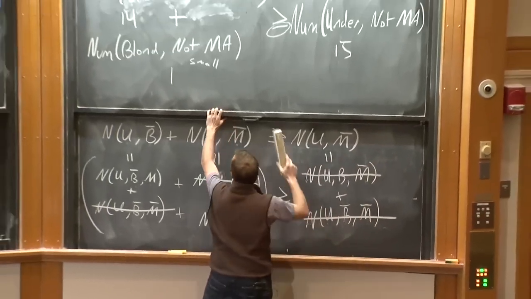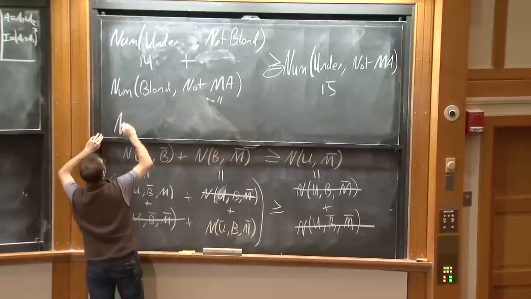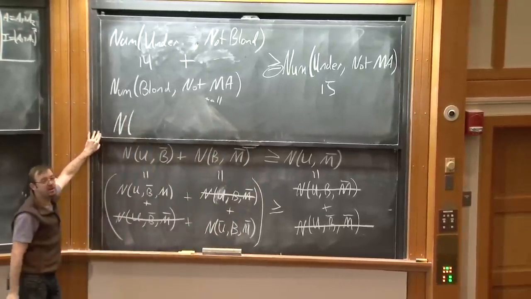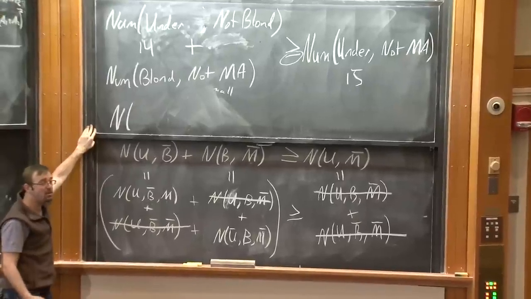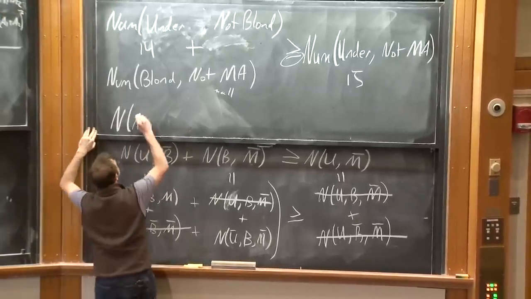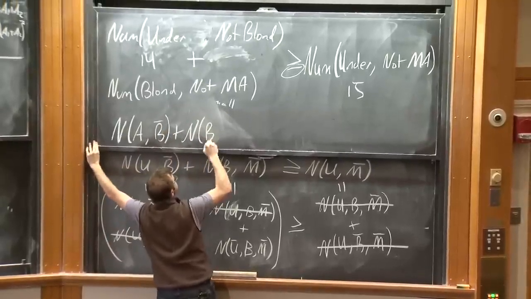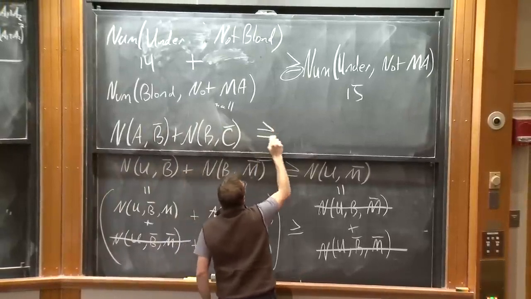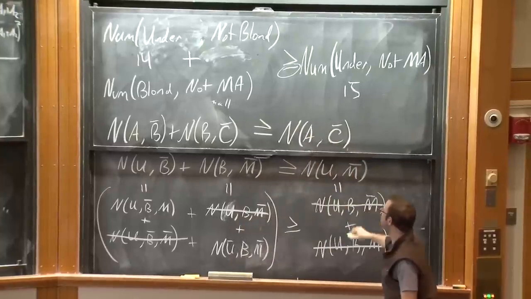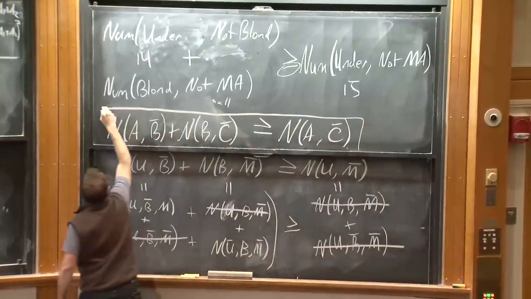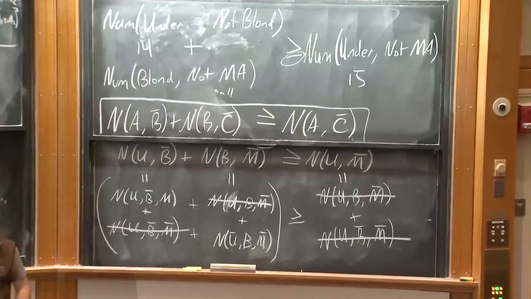And here's the more general statement. The number of elements of any set where each element in that set has binary properties A, B, and C, A or not A, B or not B, C or not C, satisfies the following inequality. Number who are A but not B, plus the number who are B but not C, is greater than or equal to the number who are A but not C. And this is exactly the same argument. And this inequality, which is a tautology really, is called Bell's inequality.